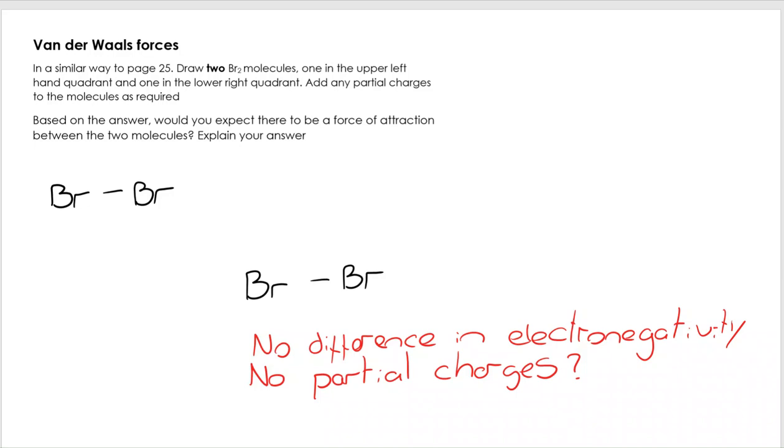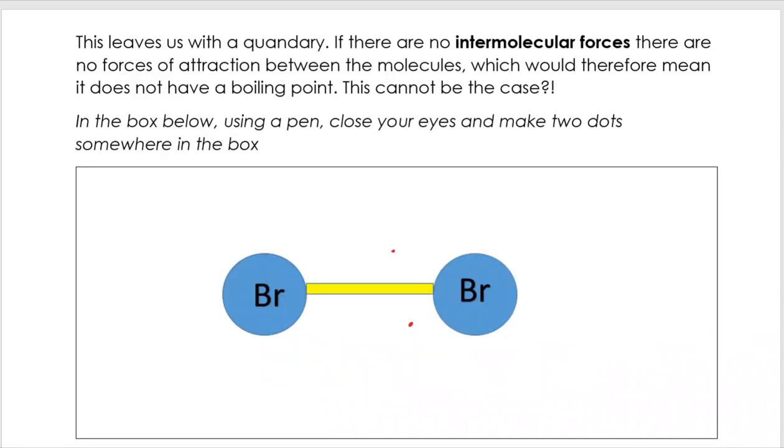But we can't then look at this and assume that that's how it ends, because that would imply that things like bromine don't have a melting point and don't have a boiling point, because there wouldn't be any intermolecular forces of attraction. So we need to look at why. So let's look at this in a different way.